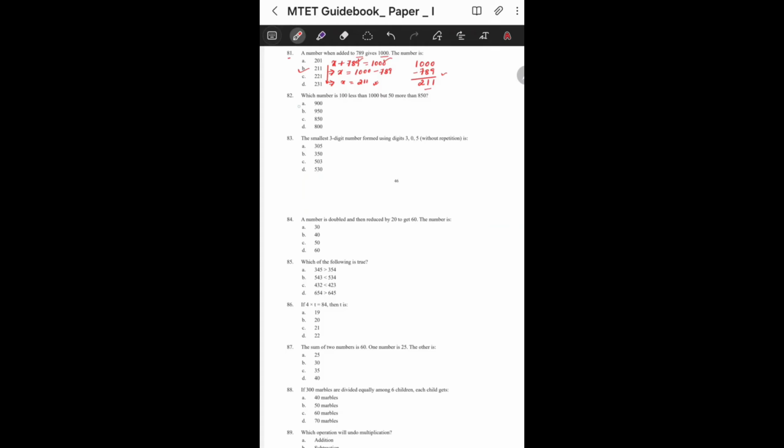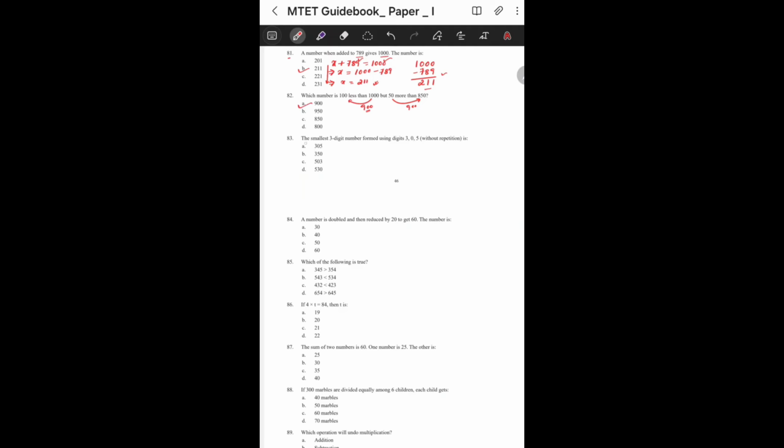Okay, the next question, let's see what they ask here: which number is 100 less than 1000? 100 less than 1000 means if you subtract, how much will you get? You will get 900. Similarly here they ask, 50 more than how much? 850. That means you have to add here. If you add 50 and 850, we will get 900 again. That means option B is our correct option here.